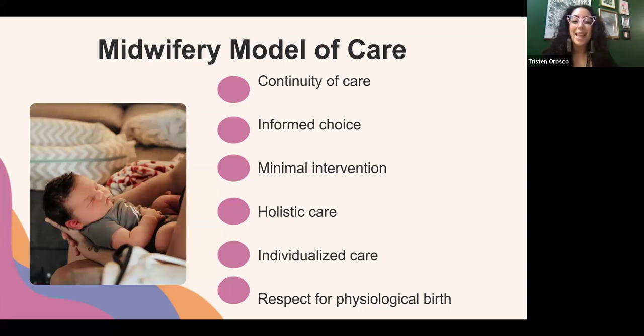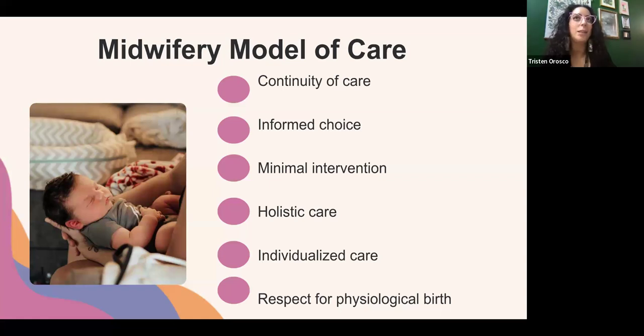Number 3, the minimizing of interventions. We are low tech and low intervention for the majority of the time. Of course, if there are any red flags that are arising within the pregnancy, birth, or postpartum period, then of course we're going to implement medical interventions in order to ensure the safety of the client and their baby.